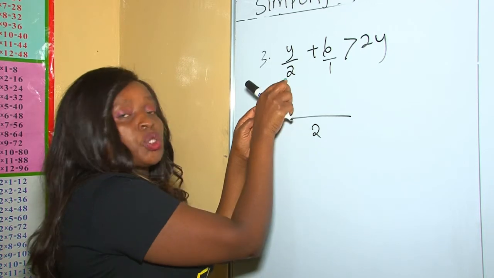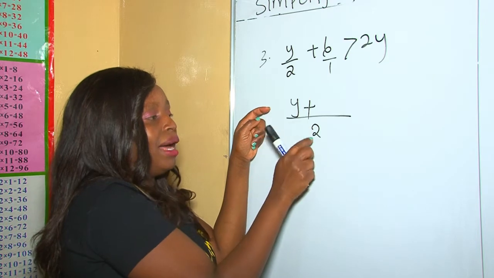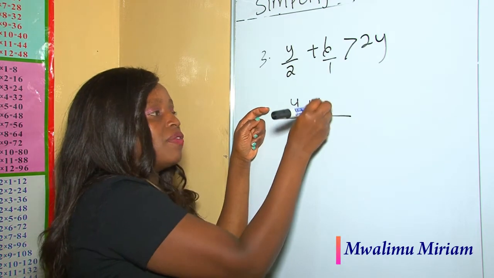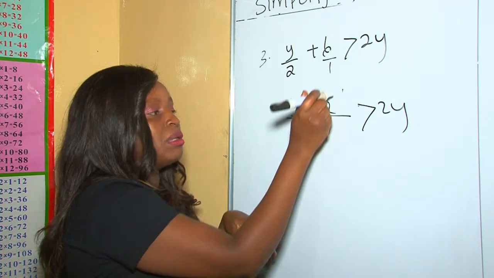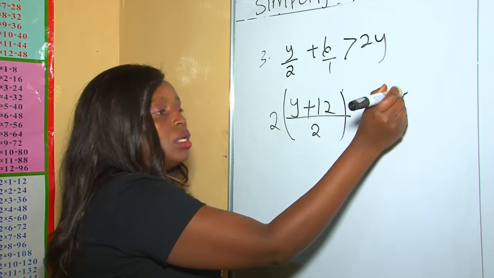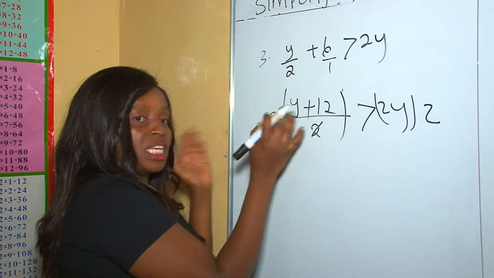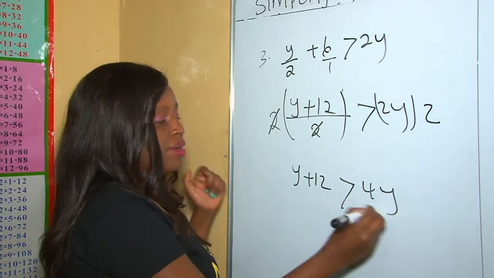So 2 divided by 2, it's 1. 1 times y, it's y. Plus 2 divided by 1, it's 2, times 6 is 12, is greater than 2y. Now we need to do away with these 2. So we multiply both sides by these 2, and also here by 2, to do away with the denominator. So on this side we're remaining with y plus 12 is greater than 4y.